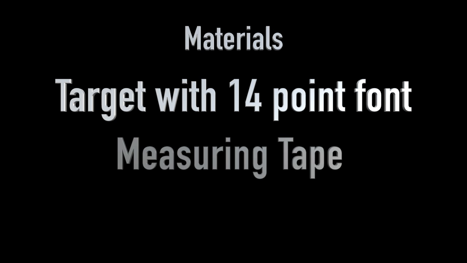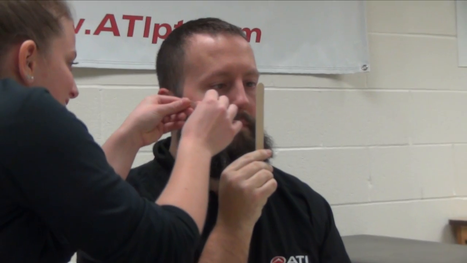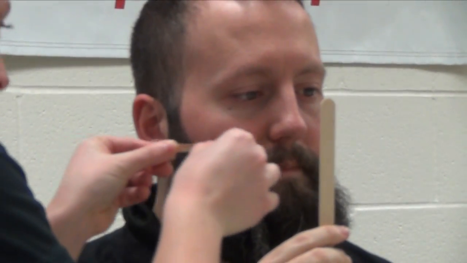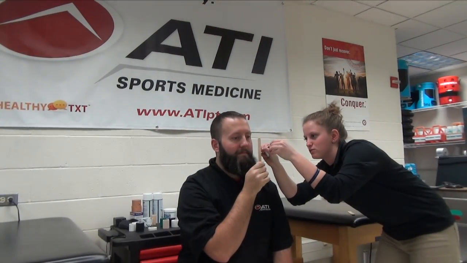Convergence is our third test that measures the ability to view a near target without double vision. It requires a tongue depressor or target with size 14 font and a measuring tape. The patient is seated and the examiner is in a position to observe eye movement during the test. The patient focuses on a small target at arm's length and slowly moves the target towards the tip of their nose. Instruct the patient to stop when they see 2 distinct images or when there is an outward deviation of one eye observed. Blurring of the image is ignored.